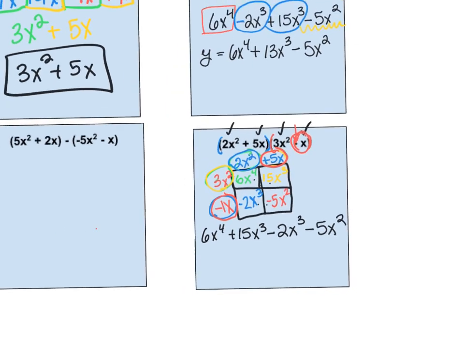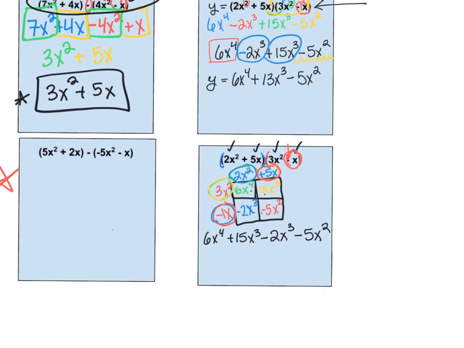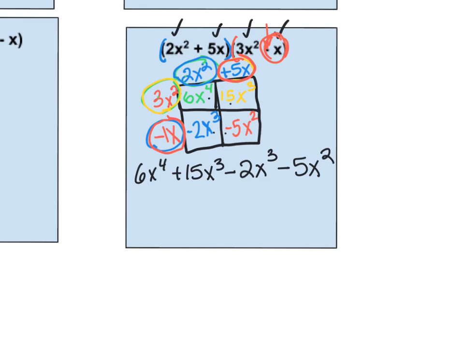So I just went through and wrote all of these in one long expression. If you look at the top, I have exactly the same thing up here: 6x to the 4th, positive 15x cubed, negative 2x cubed, and negative 5x squared. So we already know that we're doing this correctly. Now your last step is to combine like terms.